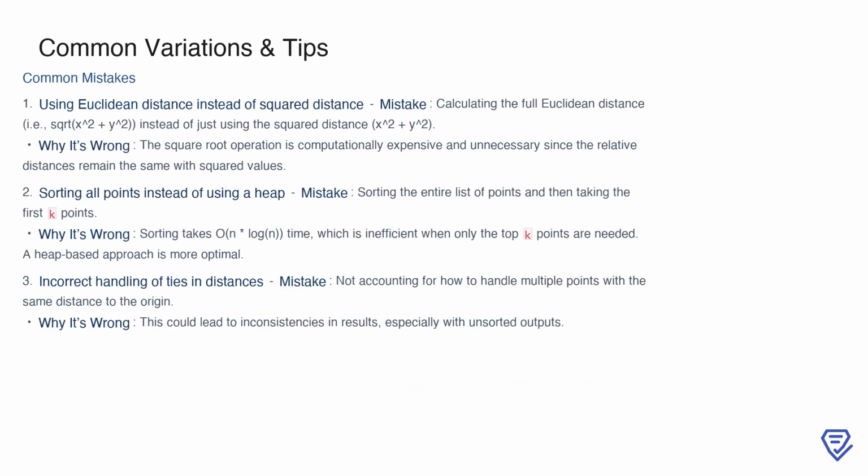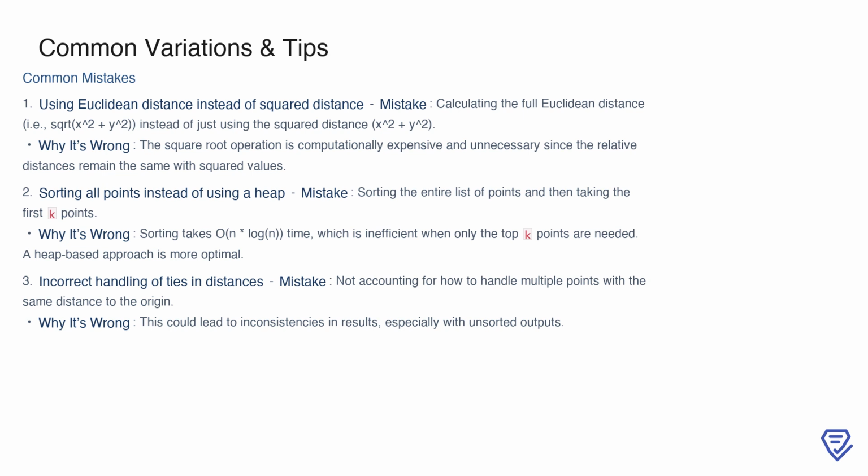One common mistake when solving this problem is calculating the full Euclidean distance by including the square root operation. While this might seem intuitive, it's not necessary. The relative order of distances remains the same if we use the squared distance, which is simply x squared plus y squared. This avoids the computational cost of the square root and makes the solution more efficient.